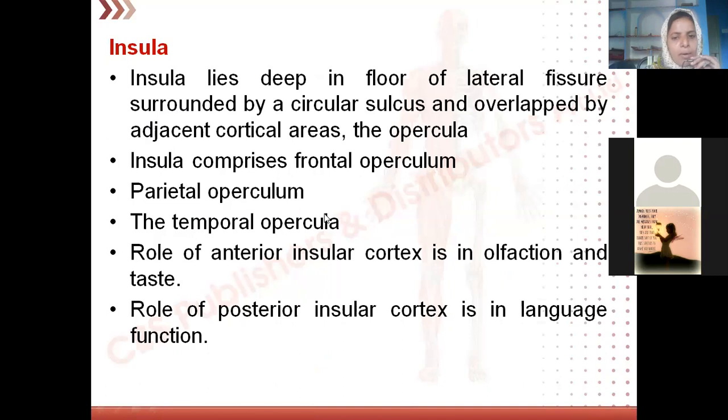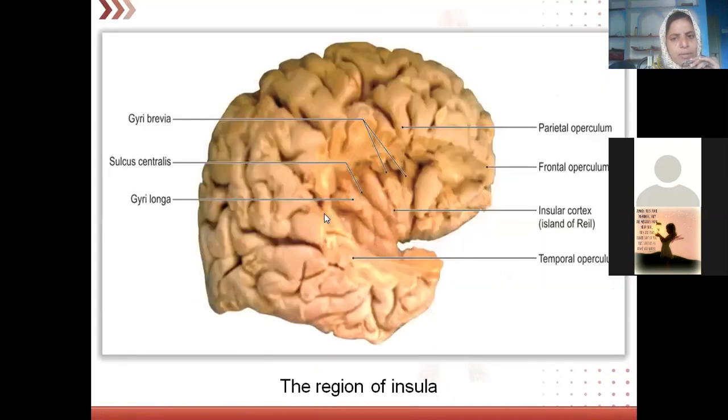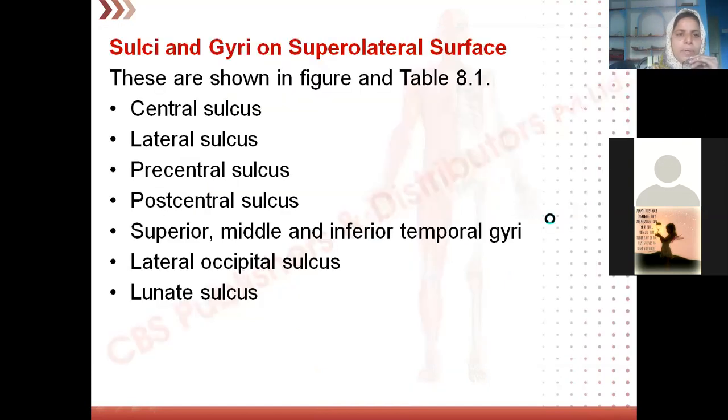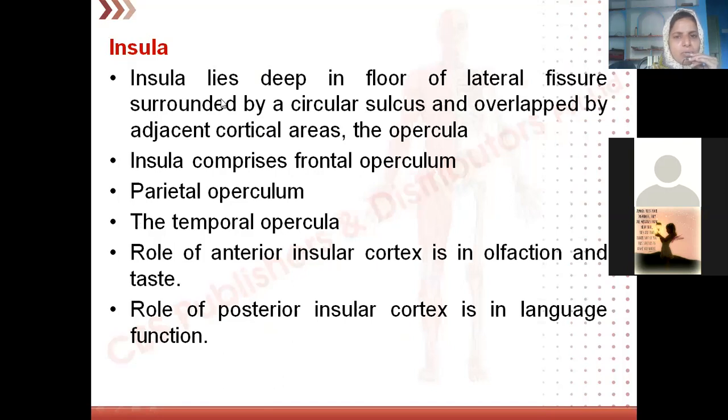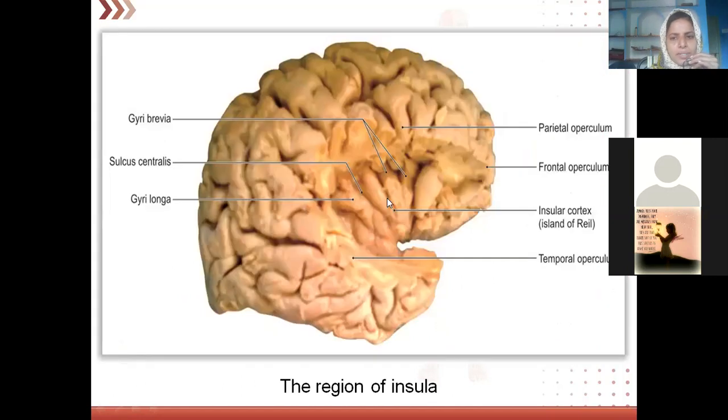I will share. So what is insula? You remember I told you, if you remove the lateral sulcus, we will find insula. The fifth lobe, the hidden lobe, is nothing but insula. Insula lies deep in the floor of the lateral fissure, surrounded by circular sulcus and overlapped by adjacent cortical areas. The lips of the lateral sulcus, which you separate, you call them opercula. So this is the insula.